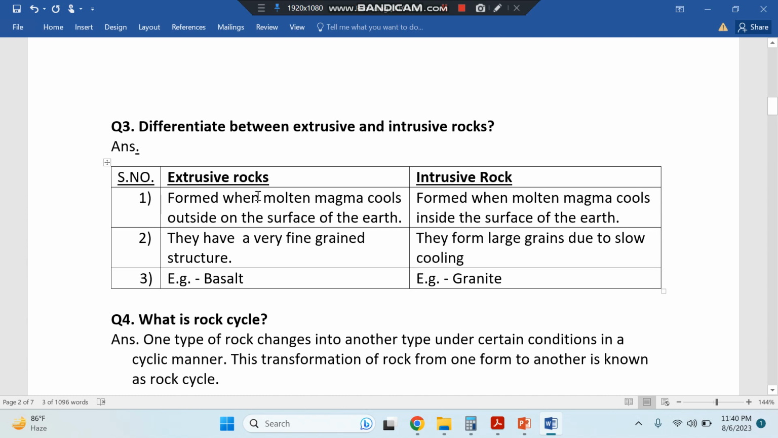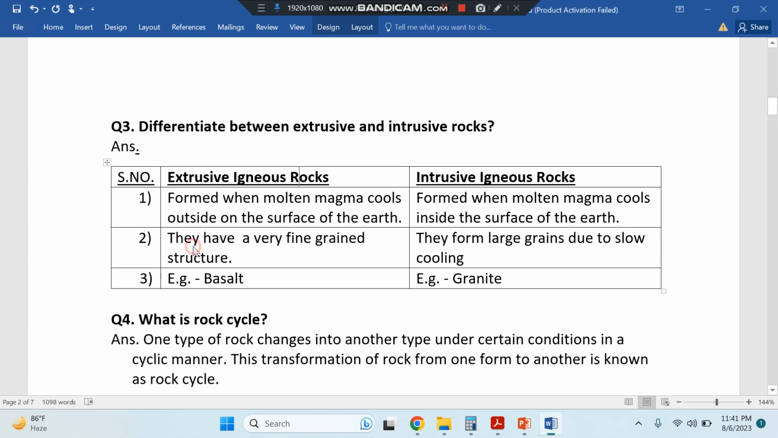Now, igneous rocks are of two types, extrusive rocks and intrusive rocks. Extrusive rocks are formed when molten magma cools outside on the surface of Earth. That means from the volcano, when lava comes out, it solidifies outside on the Earth's surface. But in case of intrusive igneous rocks, molten magma cools inside the surface of the Earth. Sometimes it cools down within the cracks inside the mountains. So they're all called intrusive because they're inside.